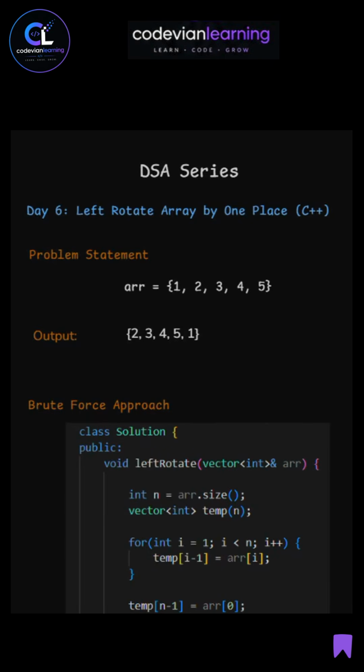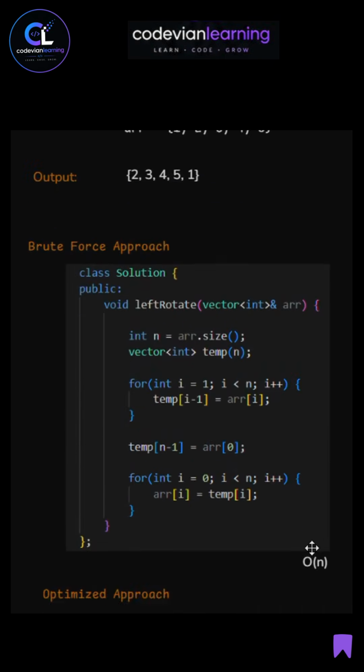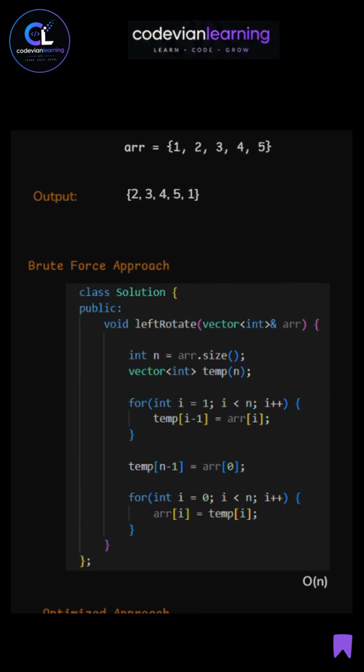So for solving this problem statement, first we see the brute force approach. So this is our brute force approach code. Now let's understand the code. First we store the size of the array and create a temporary array of the same size. We use this temporary array to store the rotated elements.